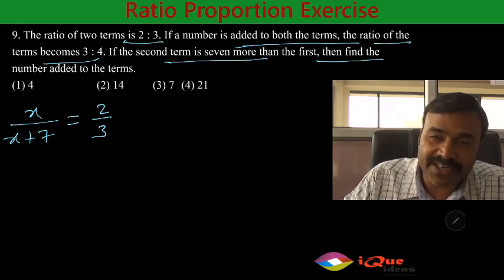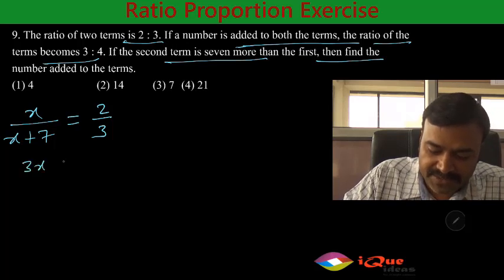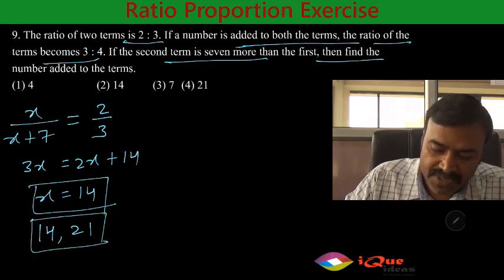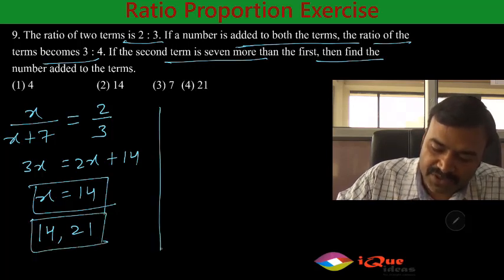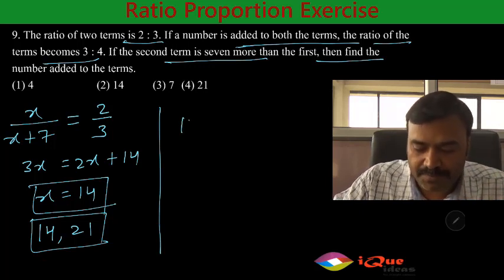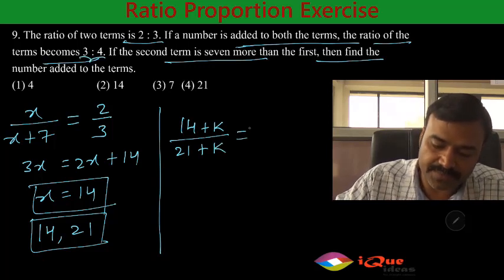Okay. So we get the actual values from here. Cross multiply, you get 3x equal to 2x plus 14. So that is x equal to 14. So the numbers are 14 and 14 plus 7, 21. Now when I add the same number, so suppose the number that we add is k, right? So 14 plus k and 21 plus k. The new ratio is given as 3:4, this one.